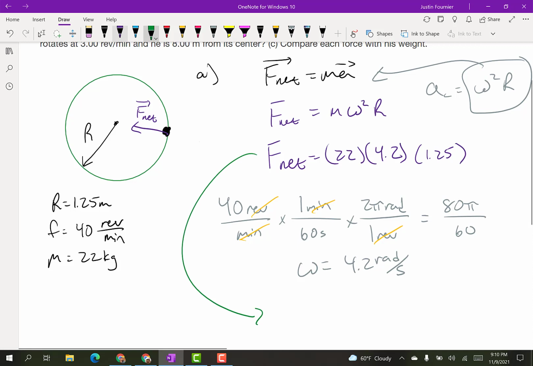And then let's get this over here. So my net force, plugging in all that, that's going to be 1.25 times 4.2 times 22, which is about 115 newtons. And there we go. That is my net force, or my centripetal force, in other words the net force that's causing the centripetal acceleration.